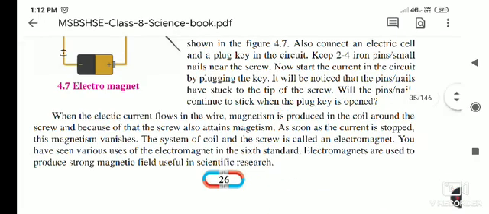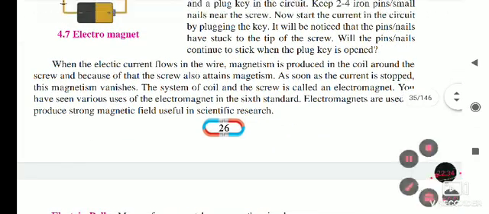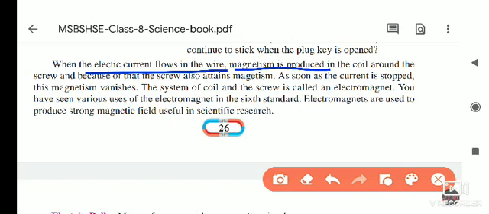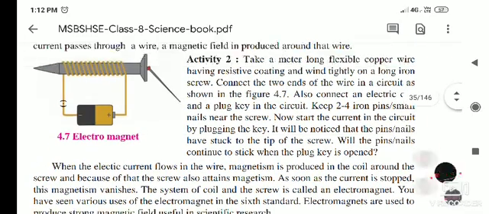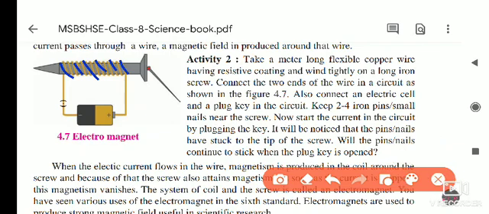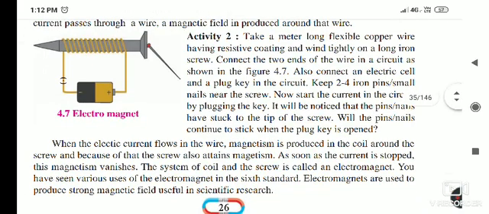Next, when an electric current flows in the wire, magnetism is produced in the coil. Which coil? The one wound around the nail. This is the coil. Inside it the magnetism is developed, and because of this the screw attains the magnetism and behaves like a magnet.